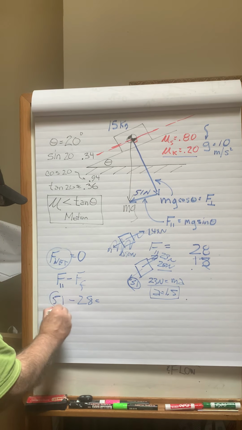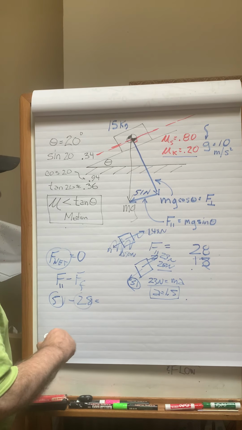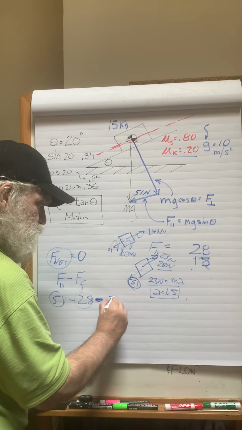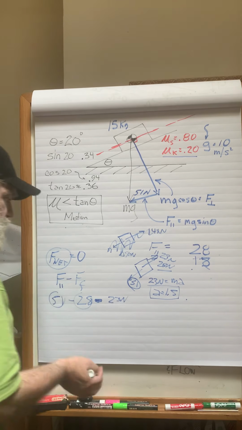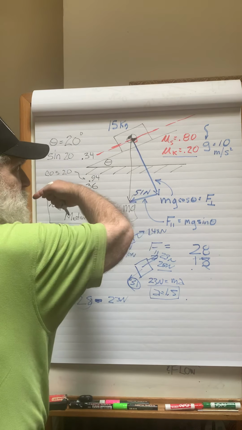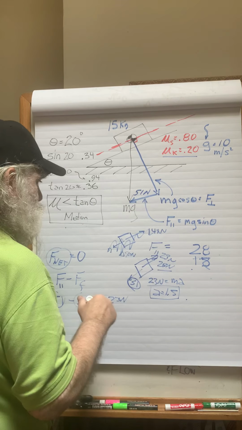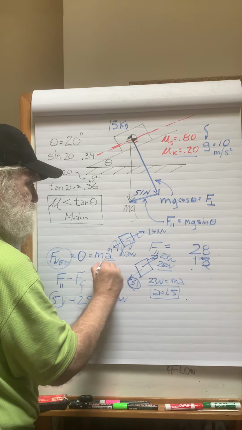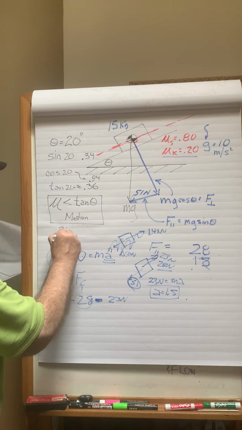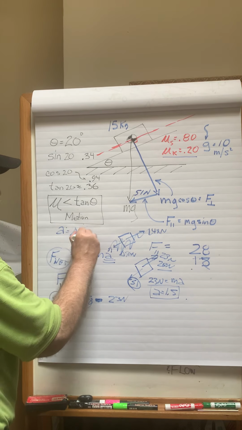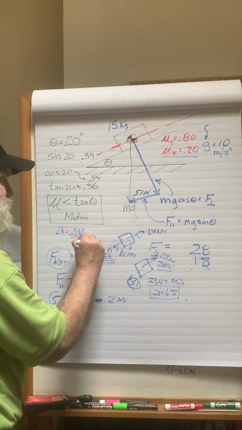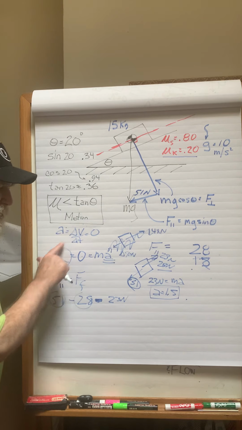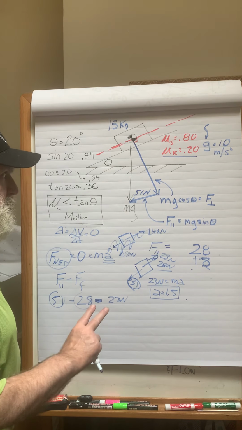So this one's 51, and I'm going to have to make my F pull up the plane, which makes it negative, to the tune of 23 newtons. Now I'm balanced. My down the plane force equals my up the plane force. F net is 0, meaning the acceleration is 0. When a is 0, the change in velocity is 0. So when the acceleration is 0, the velocity is constant, not necessarily 0.